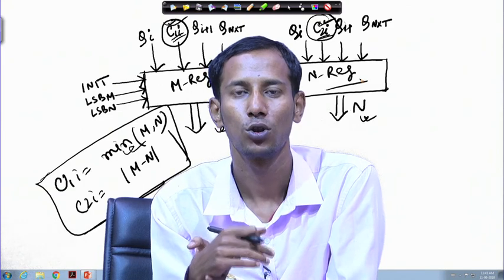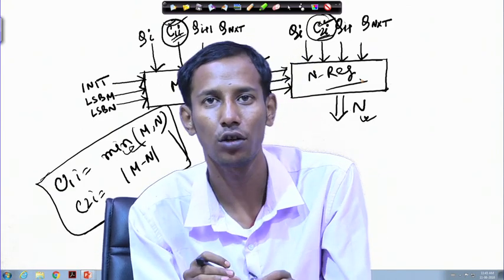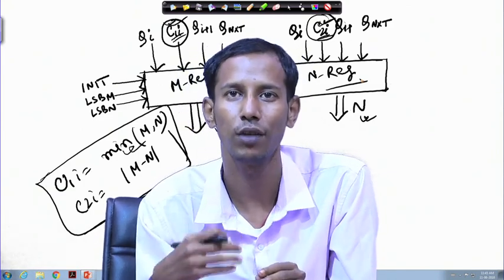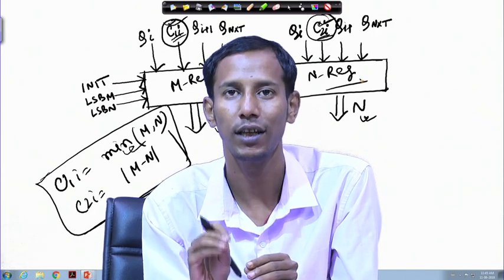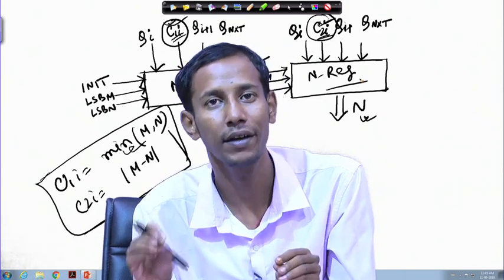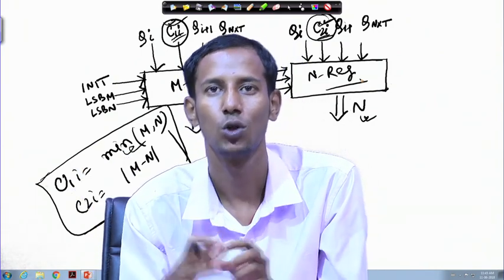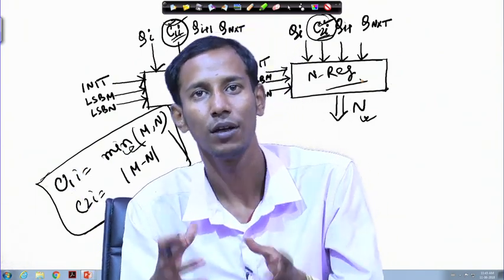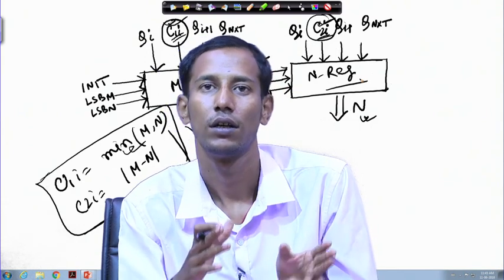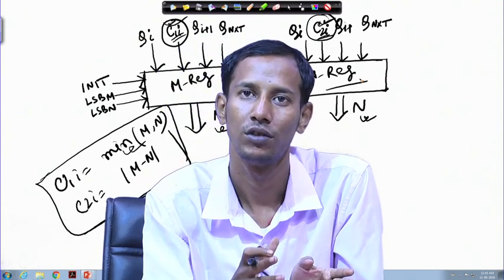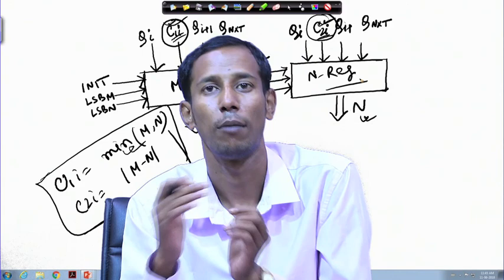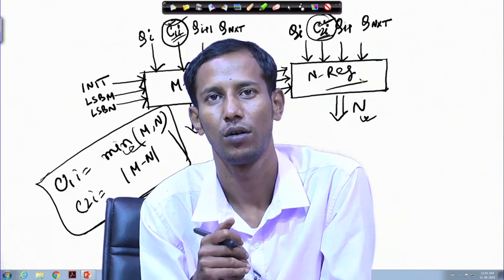Okay. So, these are the blocks. Initially we are trying to implement block wise, and then finally we will integrate all of this to achieve the final circuit of GCD of 2 numbers. Okay.